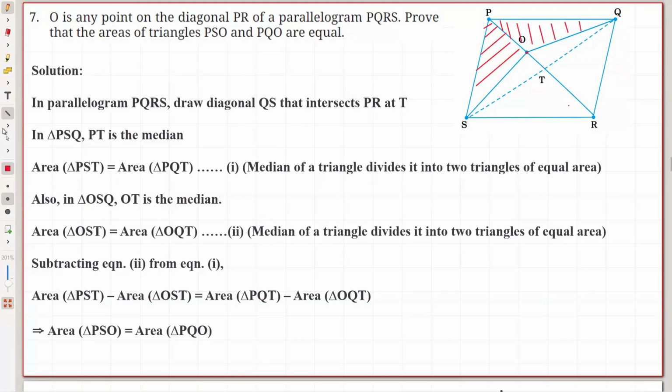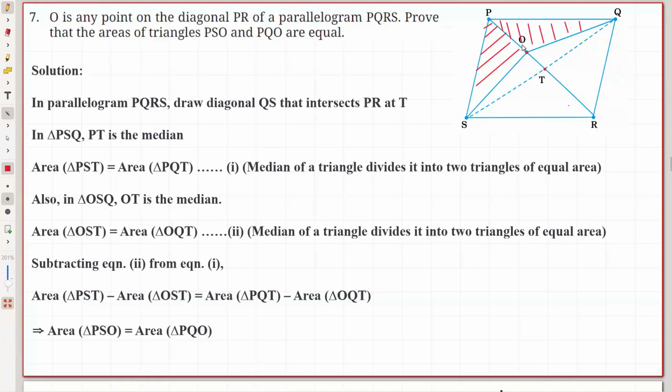Now in a parallelogram PQRS, I'm drawing the other diagonal, QS. PR is already drawn. QS is the diagonal, intersecting PR at T. Now just consider this big triangle PSQ. PT is the median. Why? Because T is the midpoint.